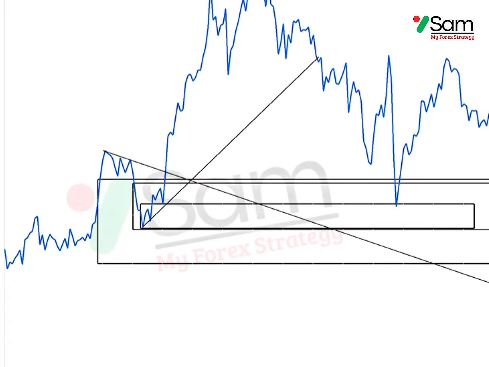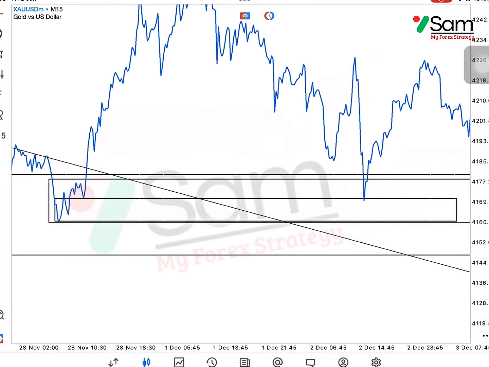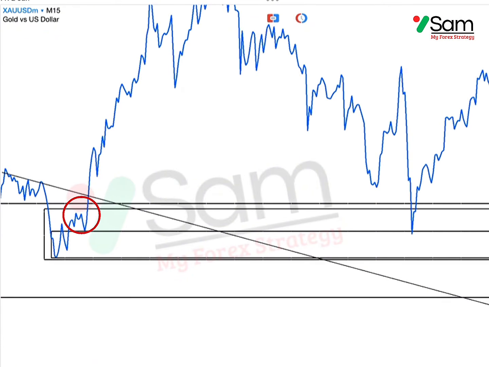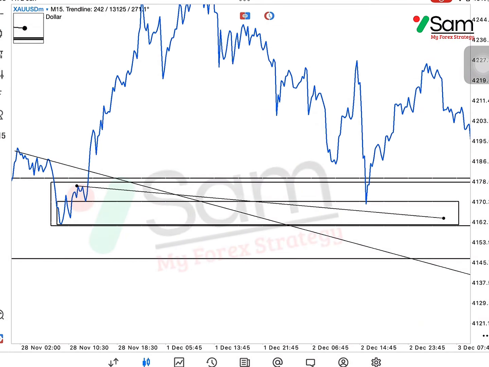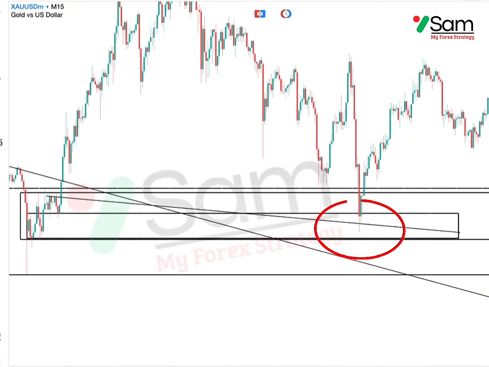Now let's check M15. On M15, we can see a resistance. Then we draw a trend line. Does it make sense now? Yes, it does, because the trend line fits inside the engulfing area.